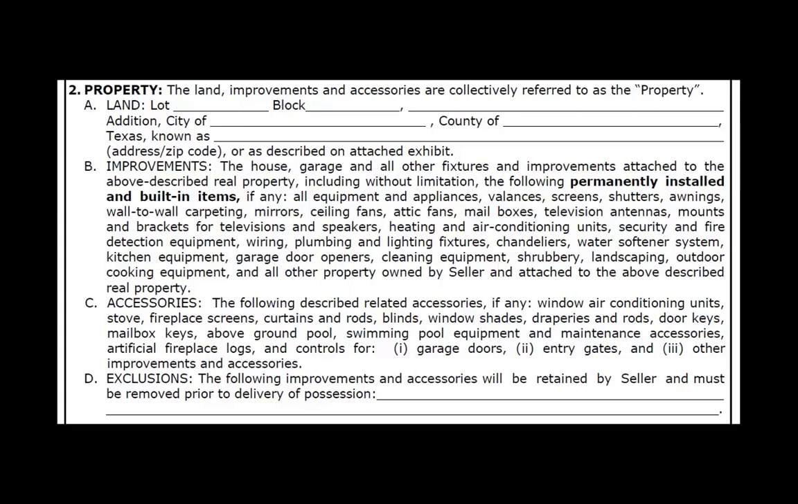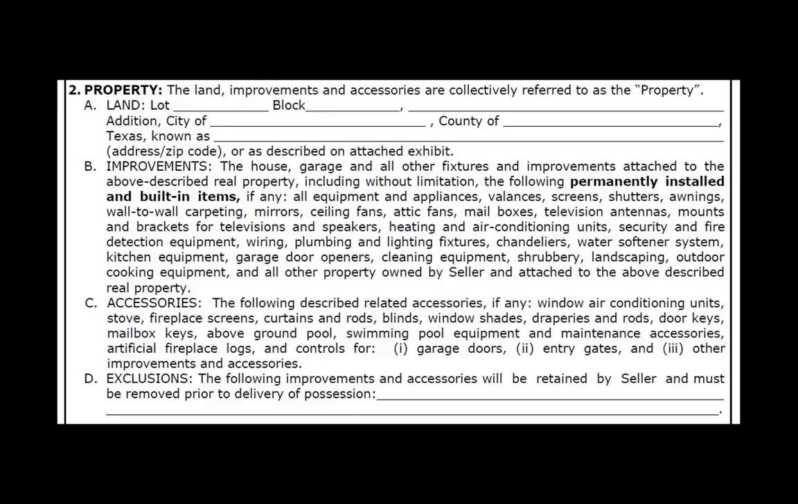Let's see, the improvement section. These are generally things that are permanently installed or built into the house itself. So it includes window screens, shutters, awnings, carpet, mirrors, ceiling fans, mailboxes, TV antennas, the mounts and brackets used to hang flat screen TVs on, speakers, so the surround sound speakers, air conditioning units, smoke detectors, wiring, plumbing, and on and on, garage door openers, shrubbery, landscaping, outdoor cooking equipment, and that sort of thing. So these are things that are actually attached to the property.